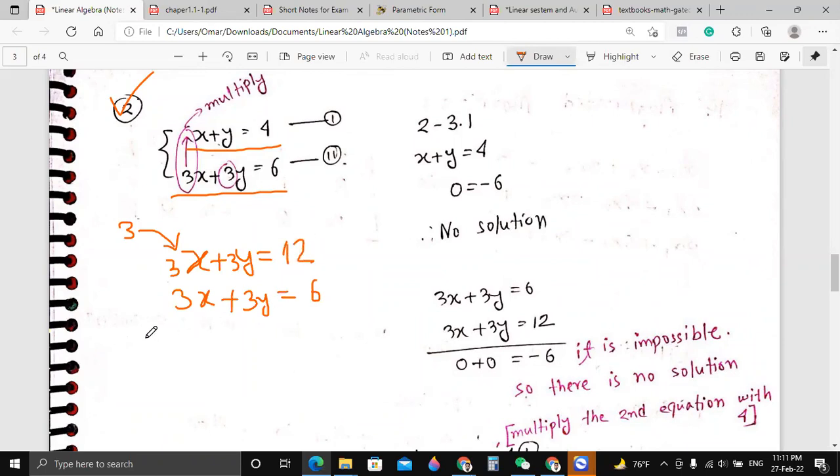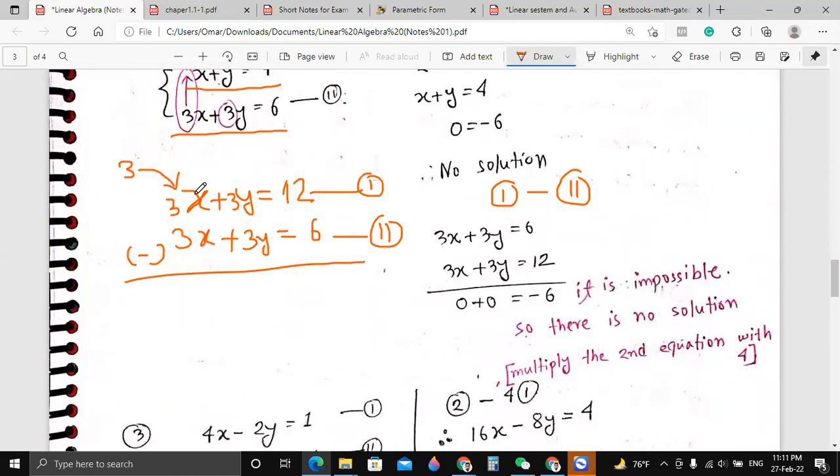And now if I subtract them, this is our number one equation, this is number 2 equation. If I subtract the second equation from the first one, 3x cancels, so this sign will also be minus. 3y cancels, and here it will also be minus. So 12 minus 6, that is 6, right?